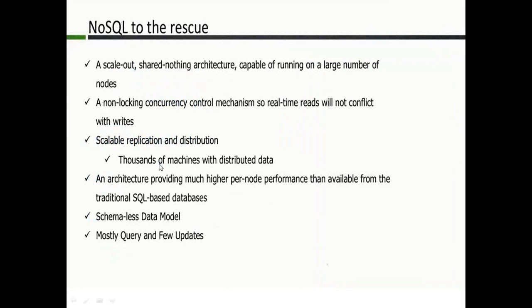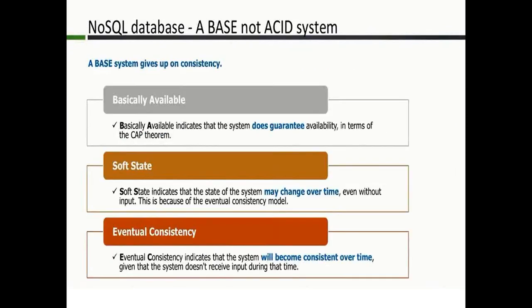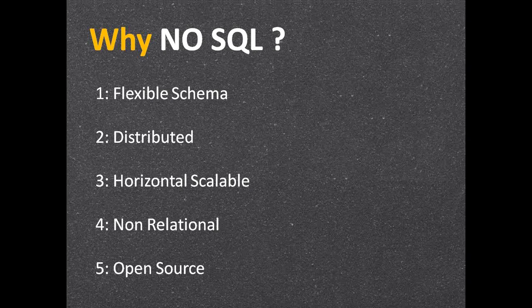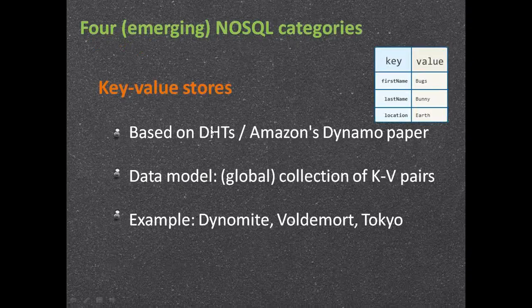So these are some of the reasons why you go for NoSQL. Generally the NoSQL databases will follow BASE, not ACID. I think most of the RDBMS will follow these ACID concepts. But the NoSQL databases will follow BASE, meaning basically available, soft state, and eventually consistent. So these are the things NoSQL databases will follow. These are the things we already discussed: flexible schema, distributed, horizontal scalability. And these are some of the points of the key value stores.